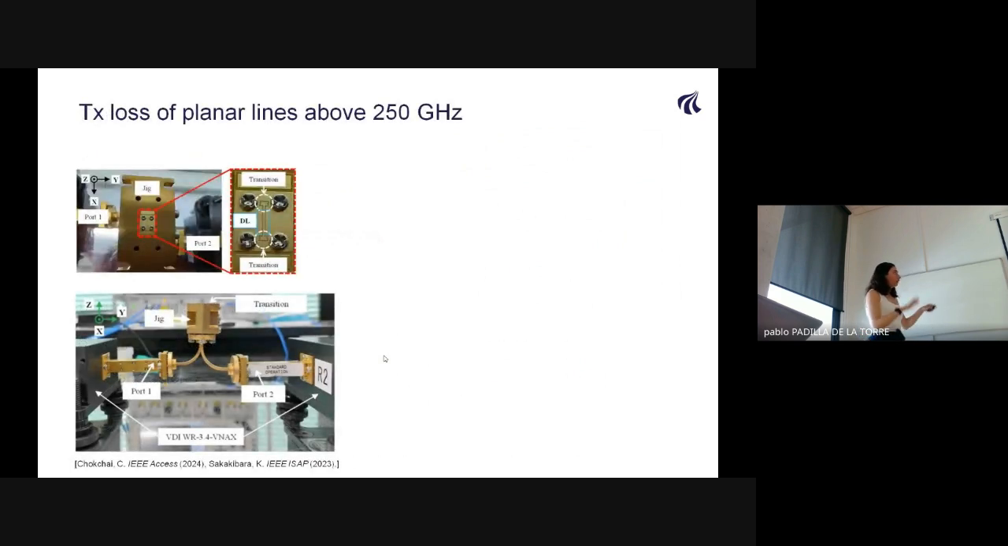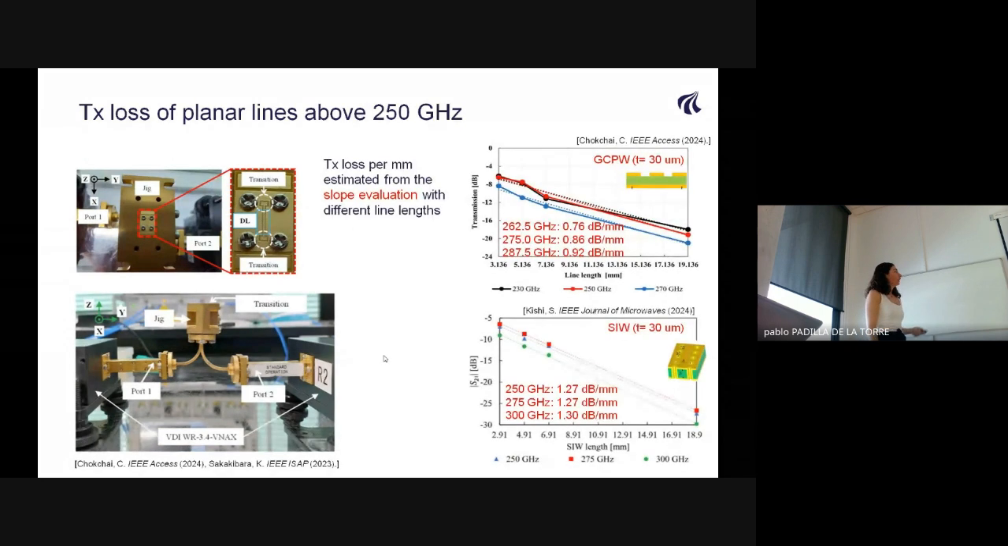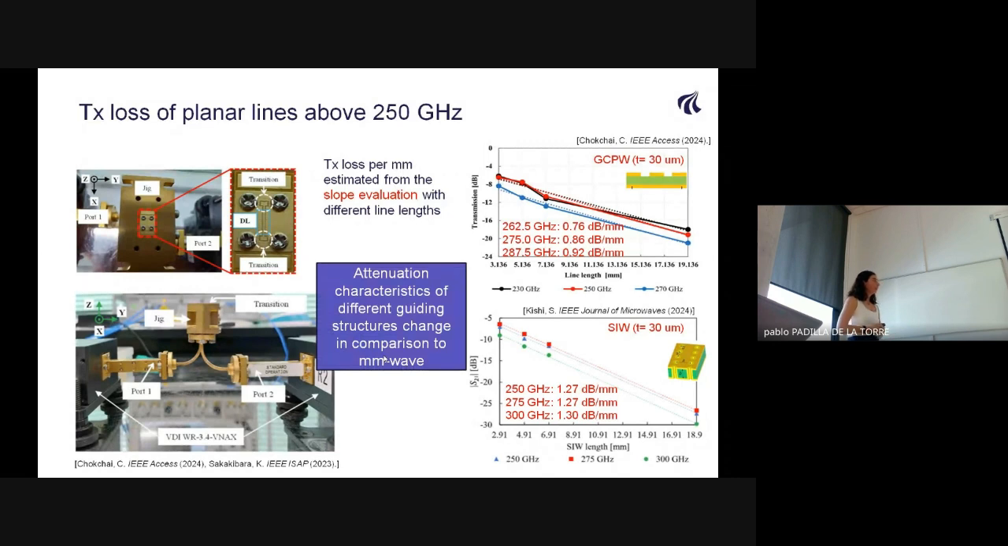To introduce the motivation, if we go up in frequency, we can see that the losses start to increase. This is something very surprising that I saw. This is a presentation from a group in Japan, and they actually show that above 250 gigahertz, SAW has higher losses than coplanar waveguides. So first we need to characterize the loss of the materials, and then we need to actually select a proper guiding structure.